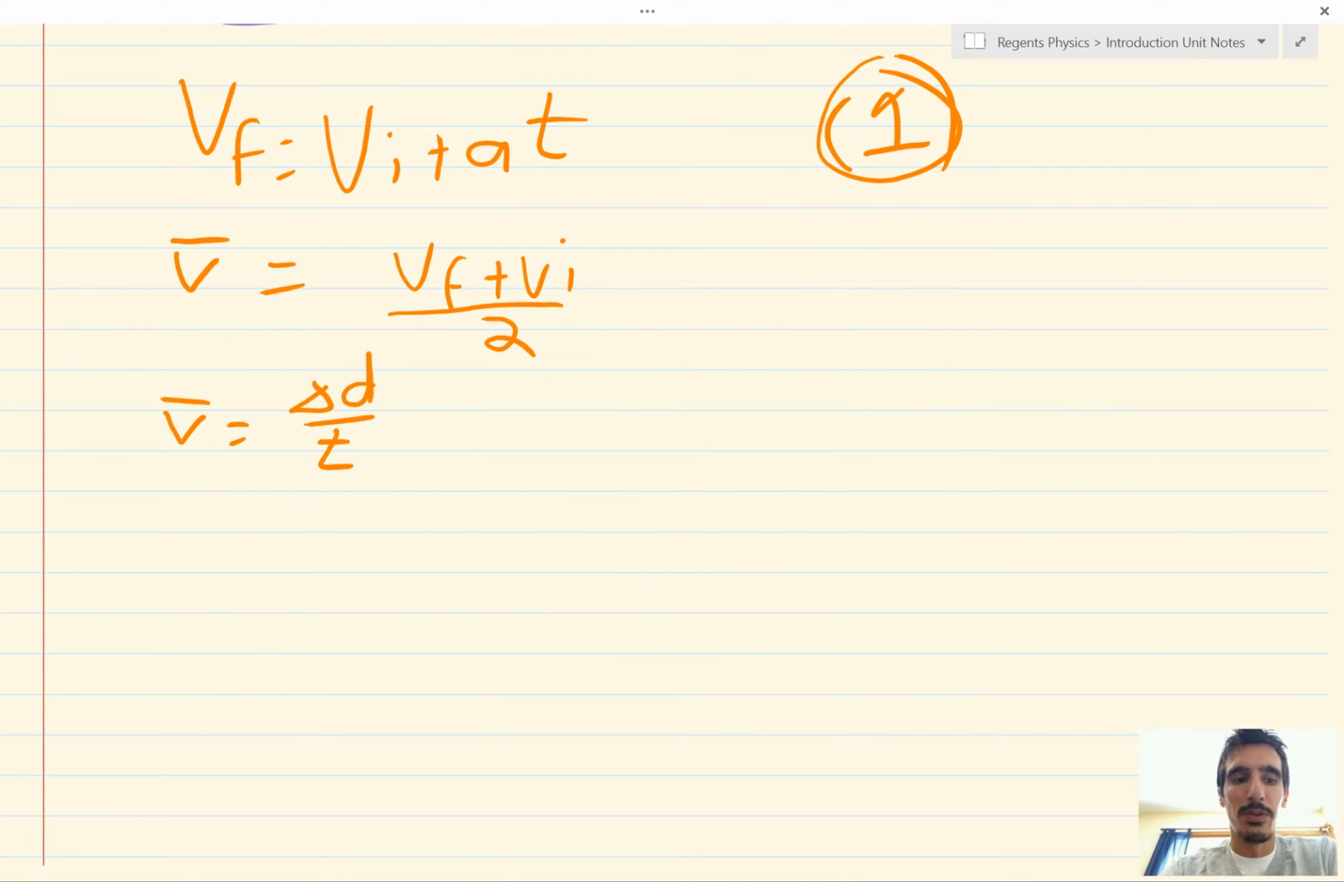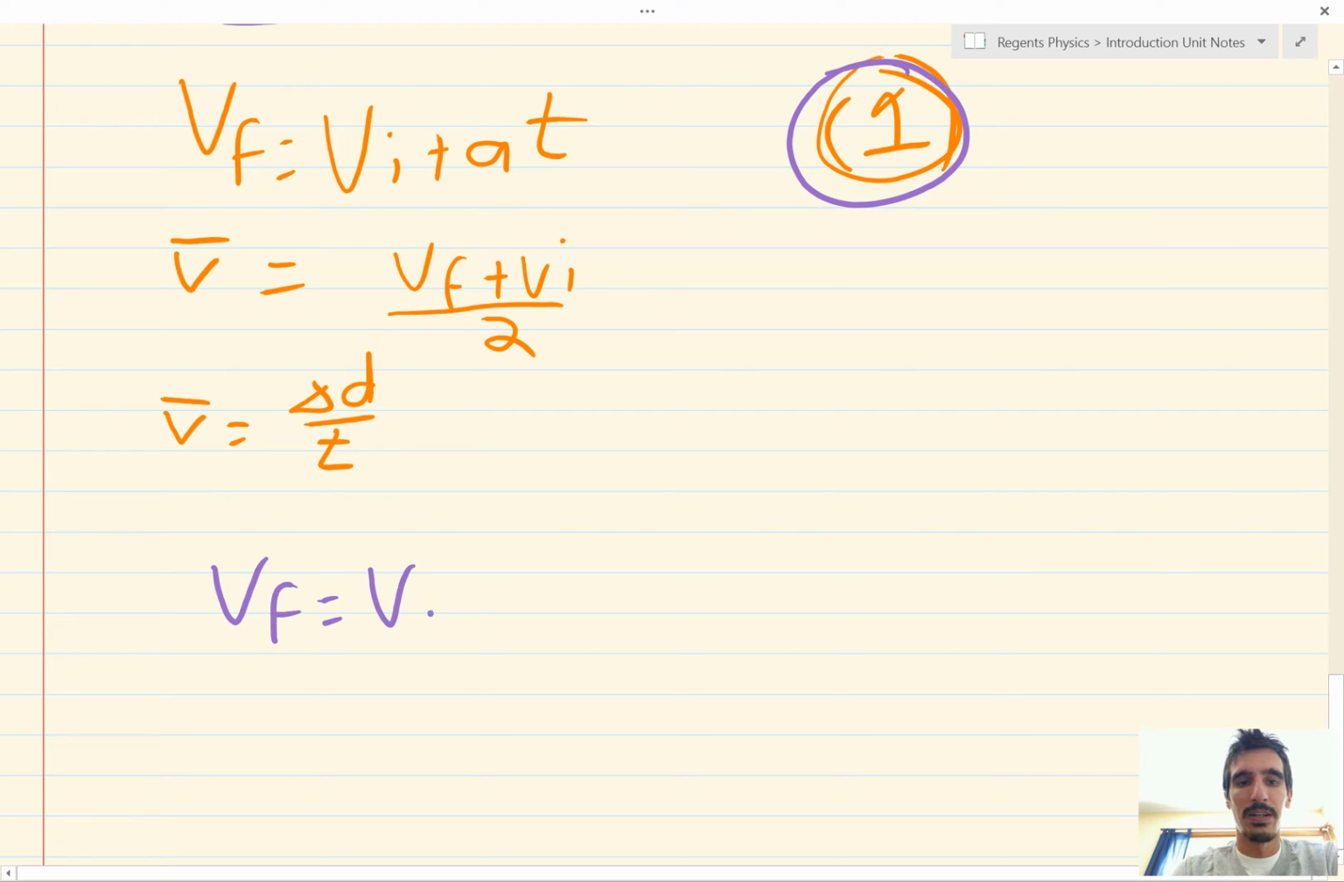Okay, so for our last formula, we have to do some heavy-duty math, but I think we could handle it if we take our time. We're going to look at our first equation that we created. VF equals VI plus AT. So let's write that down. VF equals VI plus AT.